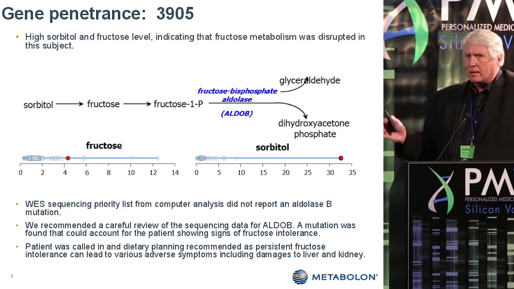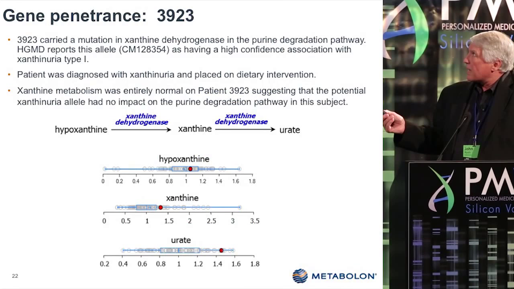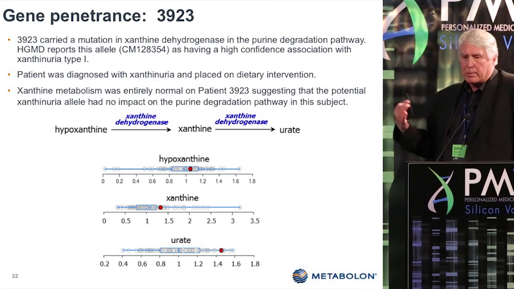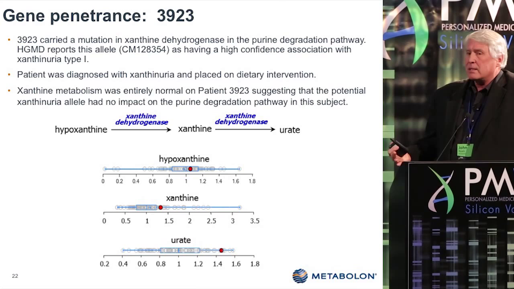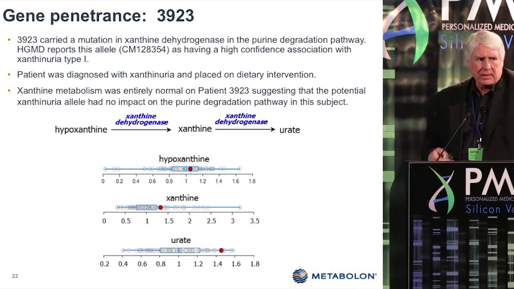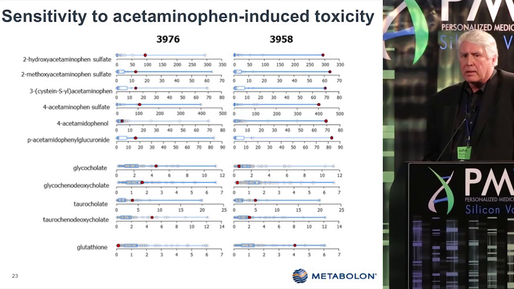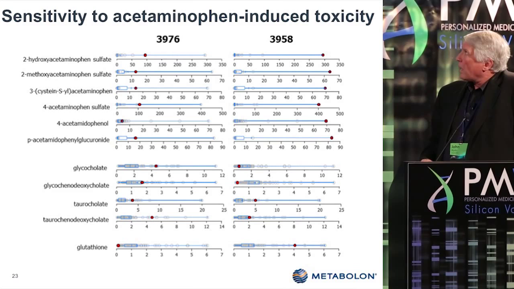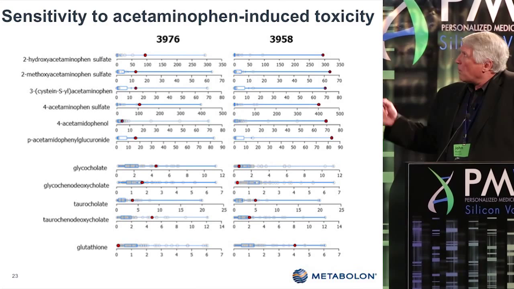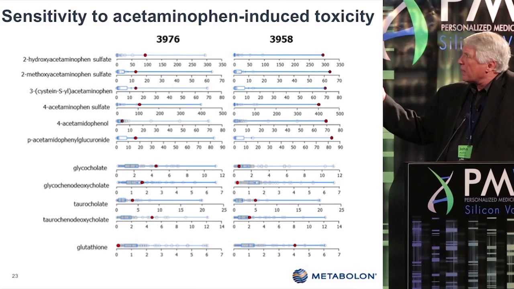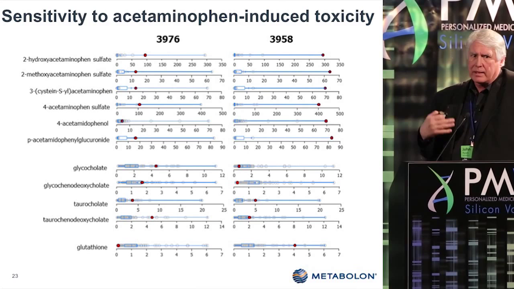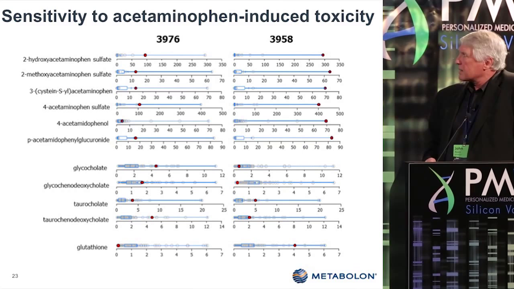We had another case, and this is xanthine dehydrogenase, where the patient carried what was being called a deleterious mutation, which will lead to xanthinuria, but in fact the patient didn't really have xanthinuria. So this is again a case of gene penetrance that we were confirming at the metabolome level. This particular case is two patients that had Tylenol toxicity. In this case they're accumulating very high levels of Tylenol metabolites. One of them is showing liver disease already, and the other one seems to be healthy. The one showing liver disease has depleted glutathione, which is the protectant against Tylenol toxicity. The other patient is almost the highest in the entire cohort of glutathione, which explains why he wasn't seeing liver toxicity.